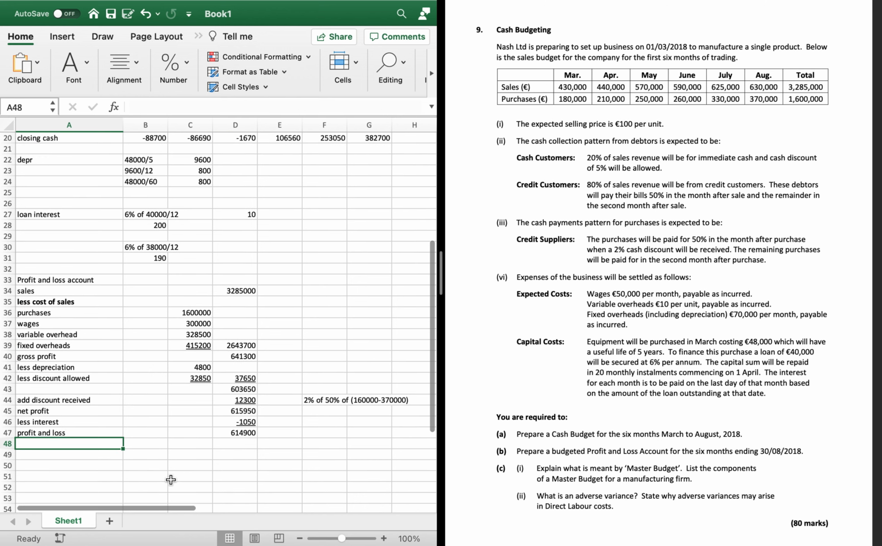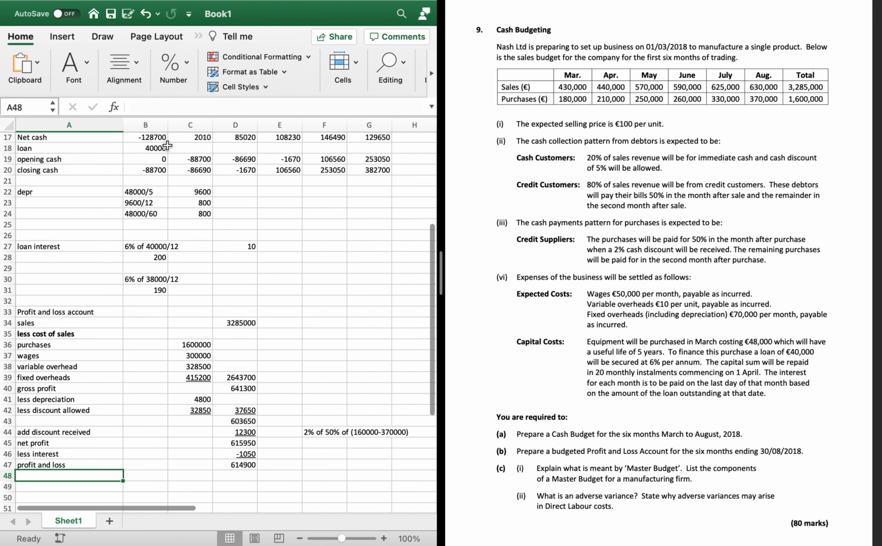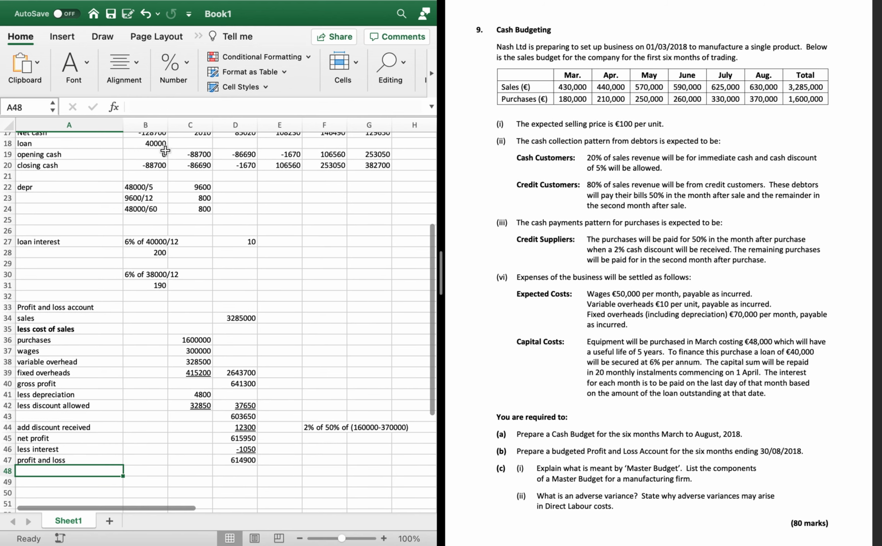Okay, so just all of your expenses, bar your discounts, depreciation and interest. Your discount allowed is your discount on sales, so 5% of 20% of your total sales. Your discount received is your discount on purchases, so 2% of 50% of total purchases minus your August purchases. And then your interest, the easiest way is just add up your interest in your cash budget.